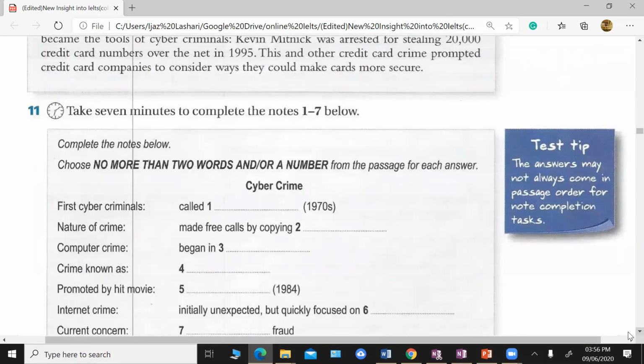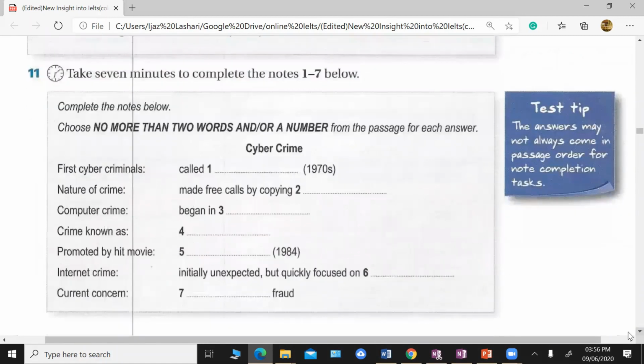Okay, almost done. So Mariam, you may continue, and now read the questions, please, and we can answer. Okay. At the question topic and then read the questions, please. Complete the notes below. Choose no more than 2 words and or a number from the passage for each answer.